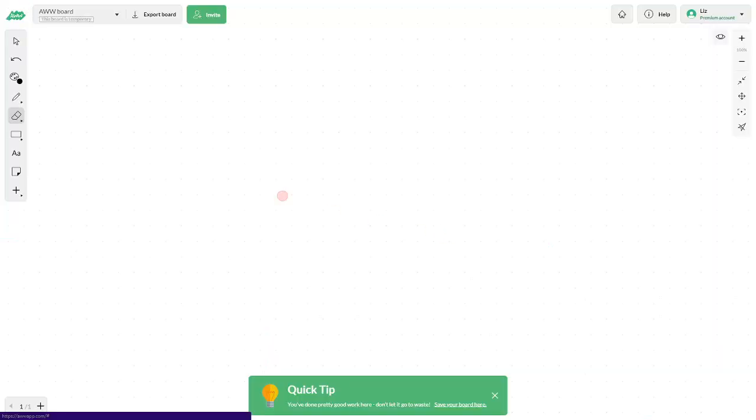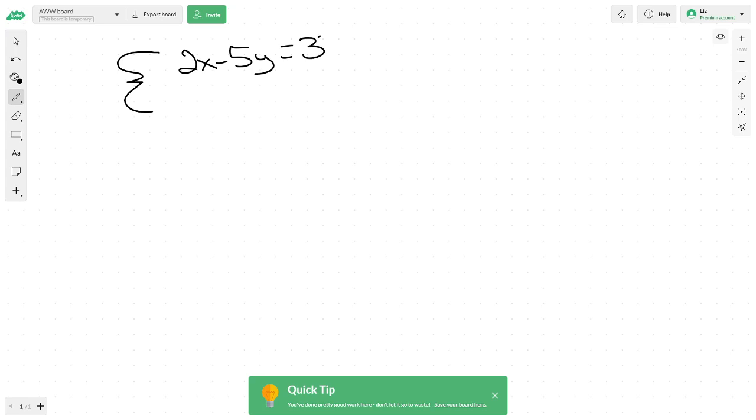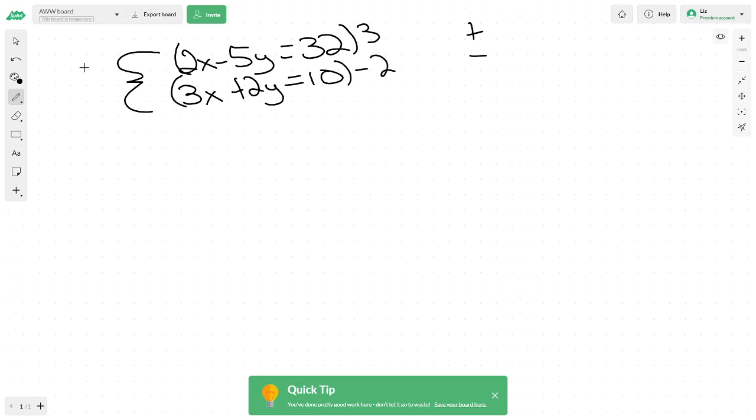Let's look at one more here. All right, what if I had 2x minus 5y equals 32, and then 3x plus 2y equals 10. If I'm trying to use the elimination method here, I don't have any coefficients that are the same. So I need to multiply one or both of these equations out. I need a positive and a negative coefficient with the same number. So what I'm going to do here, and you'll see why in a second, is multiply the top equation by a positive 3 and the bottom equation by a negative 2.